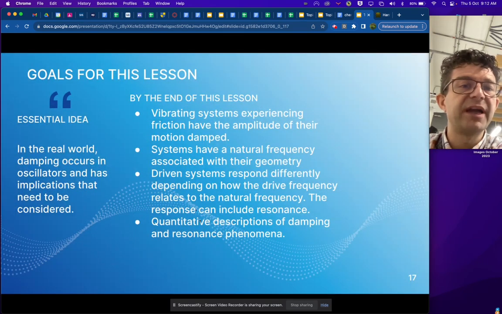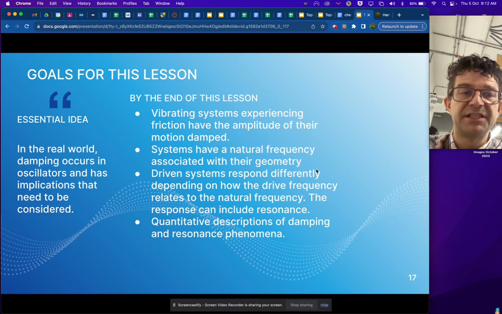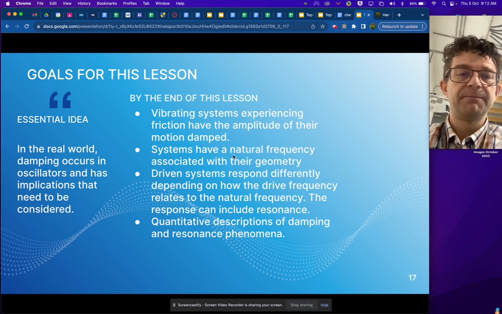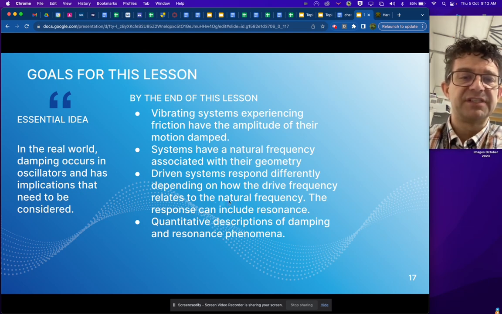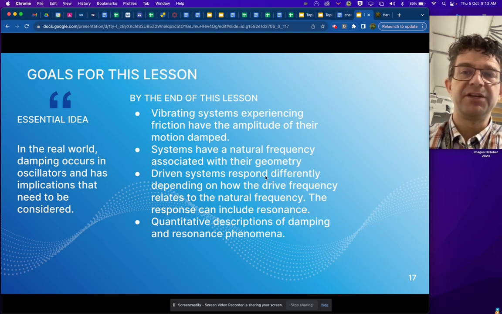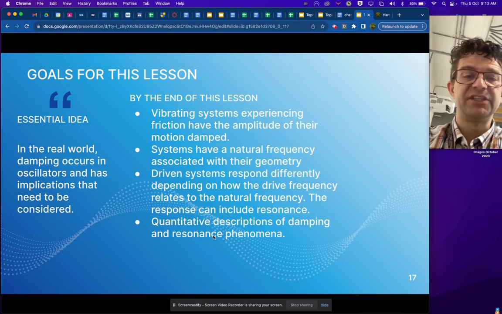So that's the summary of what we want to know for topic B4. We know that vibrating systems experience friction. They have the amplitude of their motion damped. That the natural frequency of a system is governed by geometry. And that driven systems respond differently depending on how the drive frequency relates to the natural frequency, in terms of the amplitude of the response and the phase. And then we have some quantitative and qualitative descriptions of damping phenomena, like that Q factor and the knowledge of whether it's overdamped or underdamped.